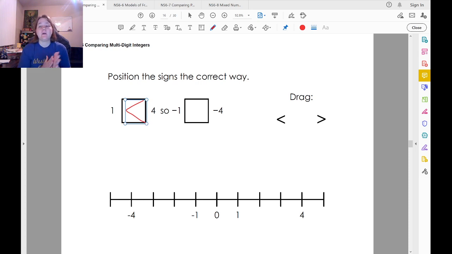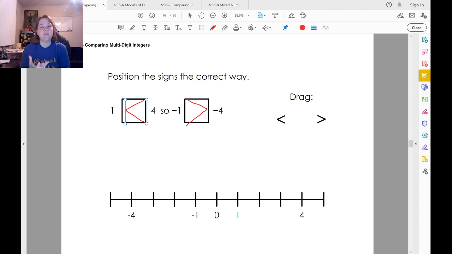If you think about -1 and -4, think about owing me money. Why me? Because it's easier to say in class. But think about owing money or losing money. Would you rather owe me $1 or owe me $4? Which one would be better for you? Well, the better thing for you is to owe me less money. So -1 is greater than -4.